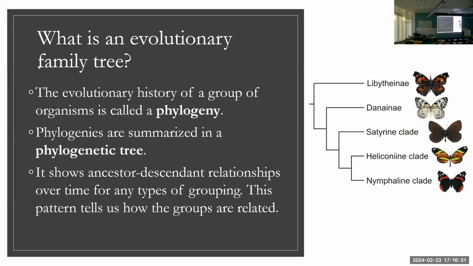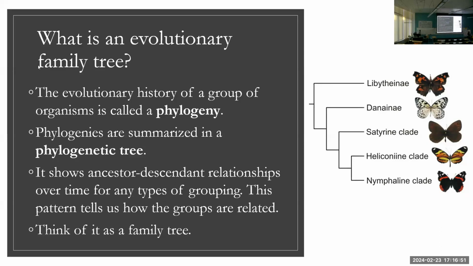You can summarize phylogenies in something called a phylogenetic tree, like this one here for a group of butterflies, showing how they're related to each other. It's going to show you this pattern of ancestors and descendants. And because of that, it's going to tell you how they're related to each other as well. So you can think of it as a family tree.